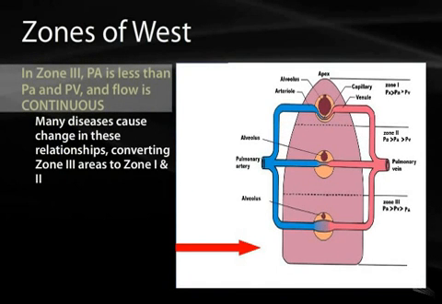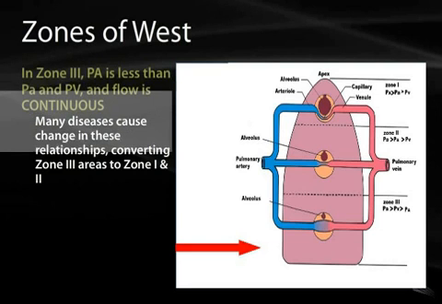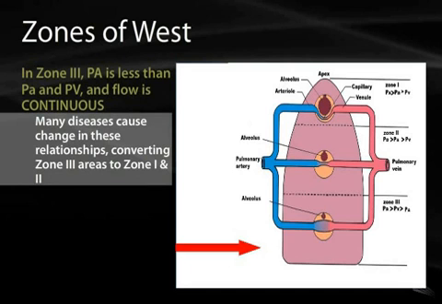Zone 3, which is in the base of the lung if you're standing upright, has alveolar pressure less than both arterial and venous pressure. Therefore, blood flow is continuous. There are going to be diseases that affect the relationship between zones 1, 2, and 3.